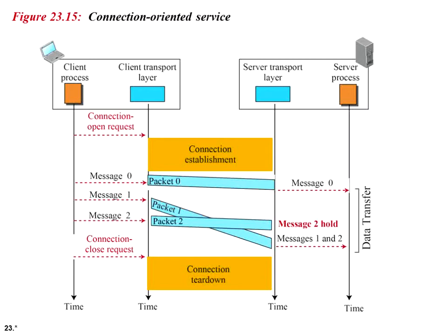So this figure shows you the connection establishment, data transfer, and then the termination phase in a connection-oriented service at the transport layer. We can implement flow control, error control, and congestion control in a connection-oriented protocol.